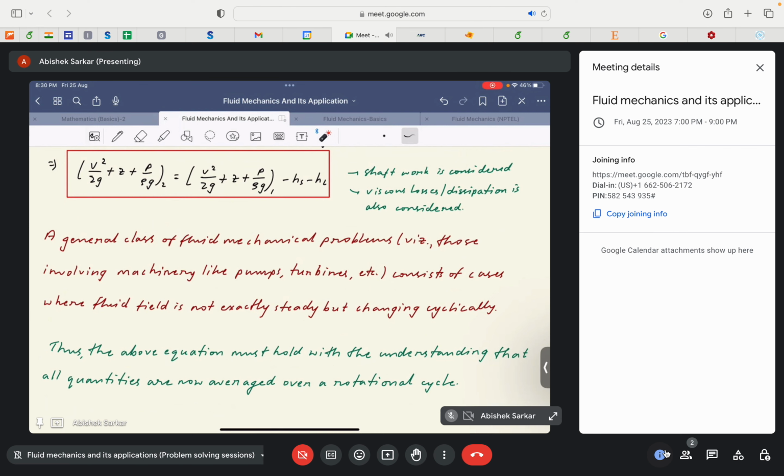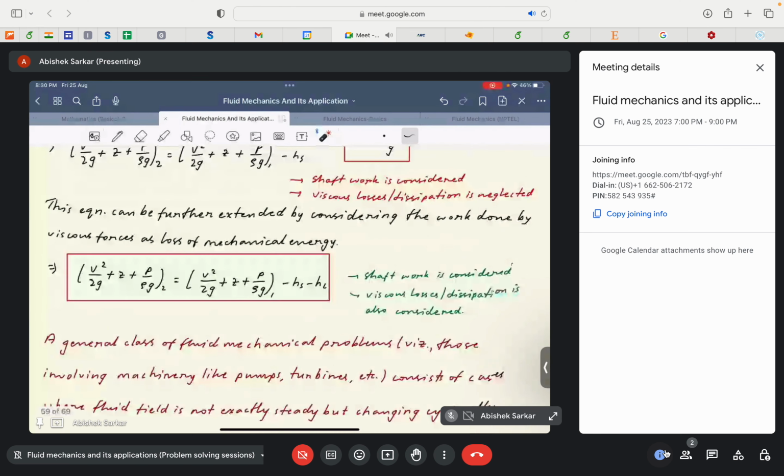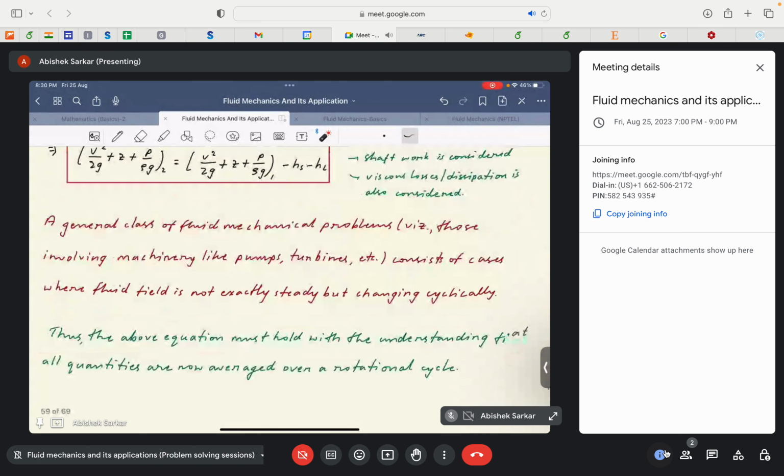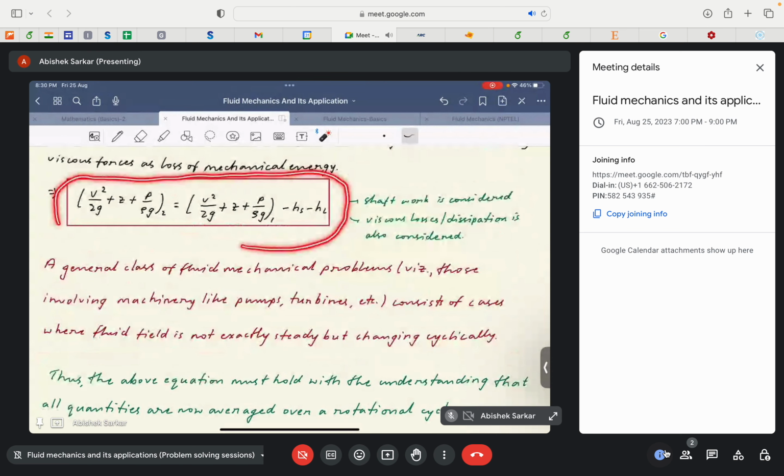Okay, so that's why the next statement says that thus the above equation must hold with the understanding that all quantities are now averaged over one rotational cycle. Okay, over a rotational cycle. So keeping these two assumptions in mind, we can support the validity of this form of the equation in the case of turbo machineries. Okay, it's pumps, fans, turbines.